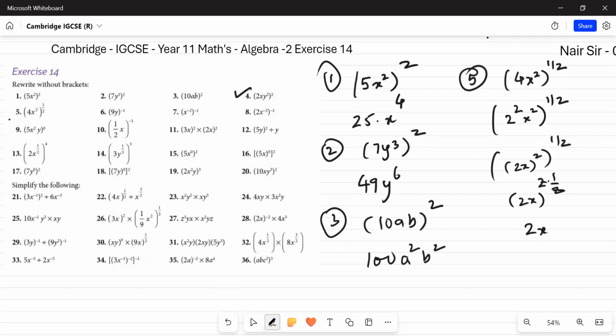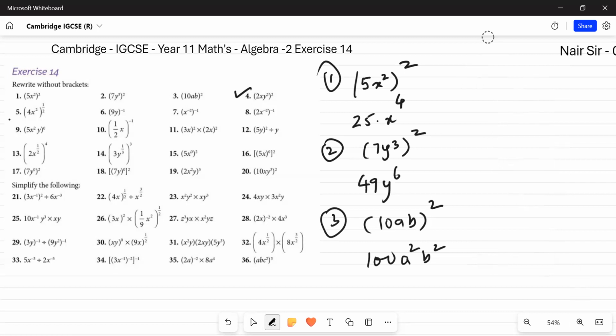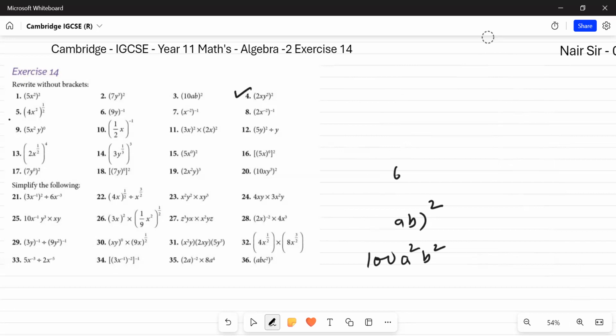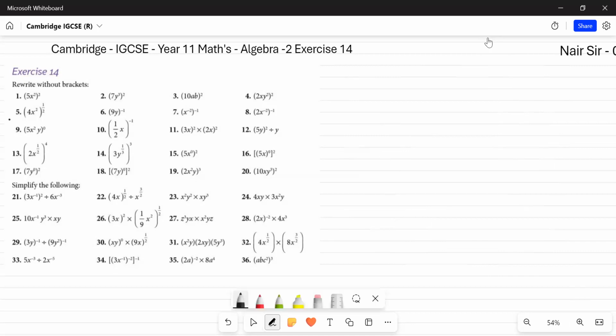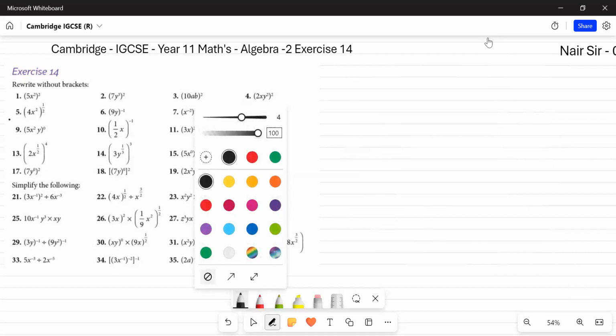Alright. Same is question number 6. My question number 6 is telling me 9y raised to minus 1. I will straight away write the reciprocal. Okay, 6 questions done. Let's go to the next one now. These are easy, so I'm doing them fast. But if you're not able to understand, do let me know. Give me a remark, and I will try to go slower than this. But I don't think I need to be slow.